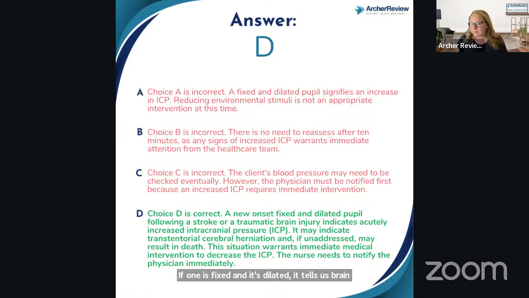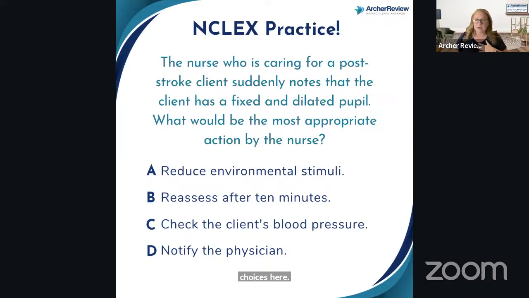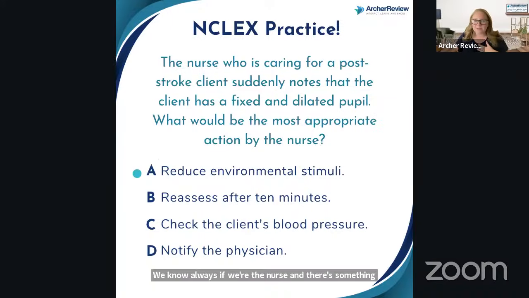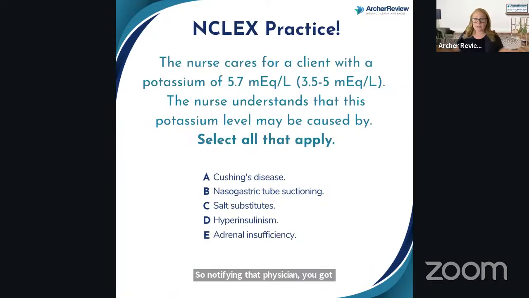Now, post-stroke, I'm even more concerned because I think, wow, maybe a clot has gone to their brain and maybe brain tissue is dying. Maybe the pressure in that brain is going up. You see that increased ICP. So let's go back to our answer choices here. We know always if we're the nurse and there's something we can do to fix it, we do it. Reducing environmental stimuli, not fixing brain damage. Reassessing or checking BP, not fixing brain damage. And if we can't do anything, we need to get someone in the room who can. So notifying that physician, you got it. Absolutely correct.